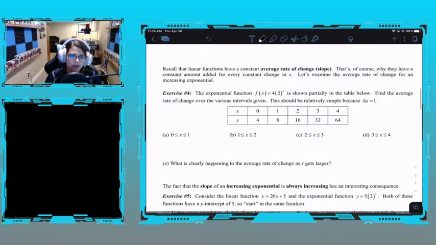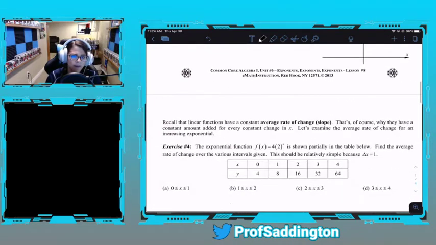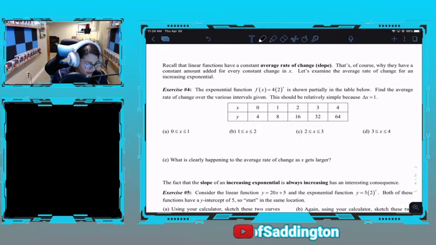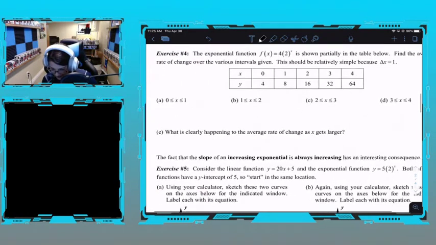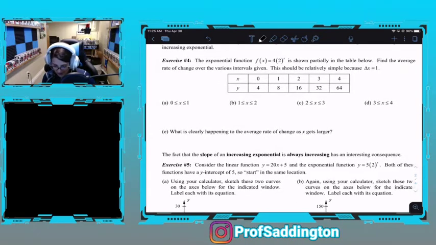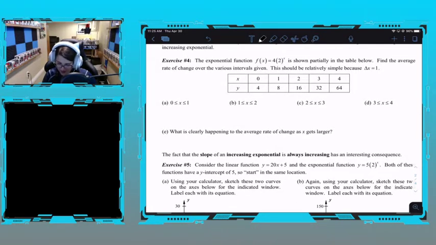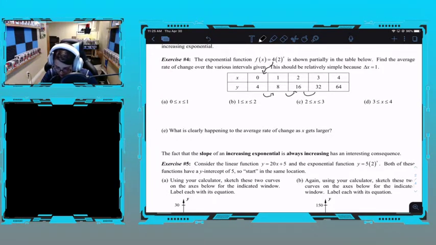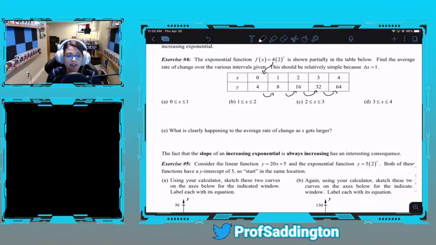So let's scooch back up to the regular part of the notes. I'm at the top of the second page of your notes if you printed these out. So it gives us the equation f of x equals 4 times 2 to the x. So I can see 4 is my y-intercept. And then I have a growth factor of 2. It's doubling each time. And we want to find the average rate of change.